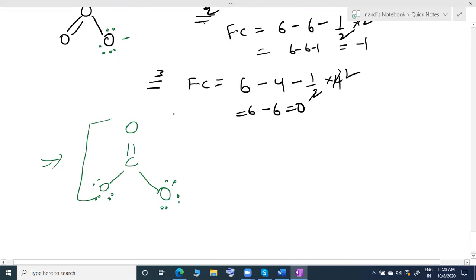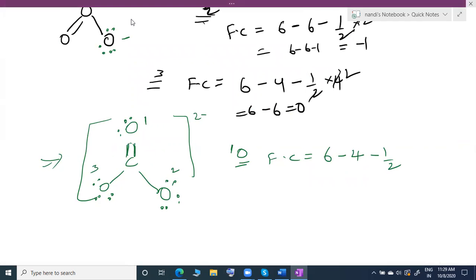Which is the negative charge here? You can find out. You can take oxygen 1, oxygen 2, oxygen 3, and carbon. So I can calculate oxygen 1's formal charge. 6 is the valence electrons, minus it has 2 lone pairs, so 4 electrons, minus half into 2 bonds, which means each bond is 2 electrons.